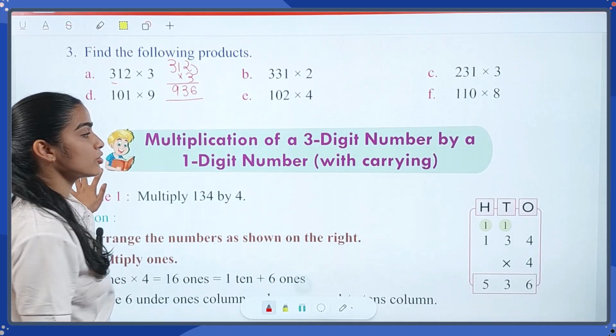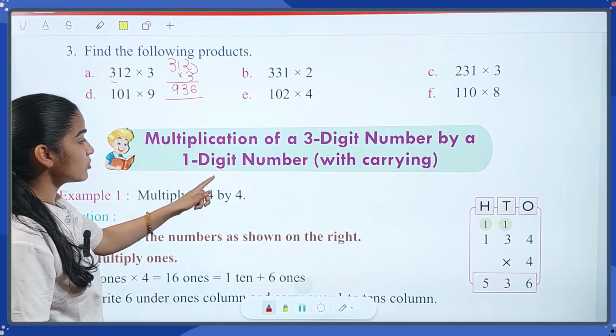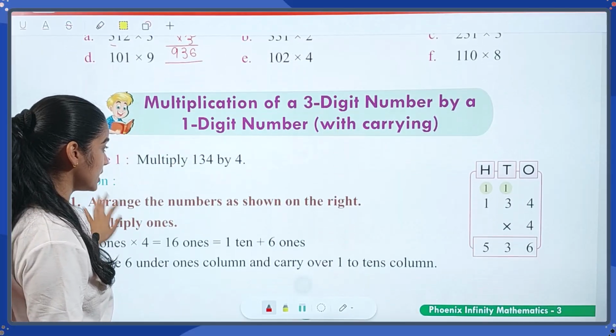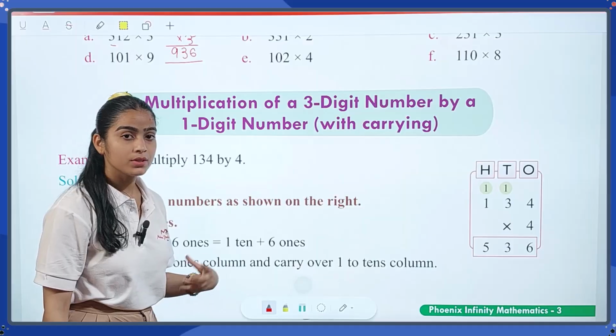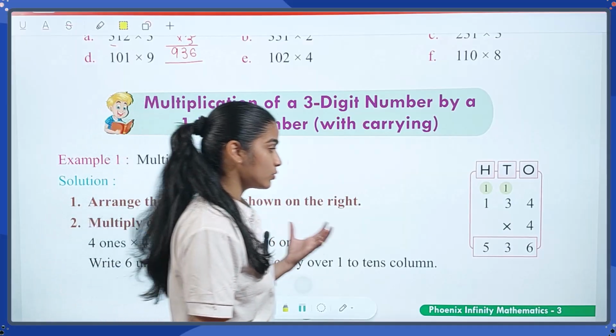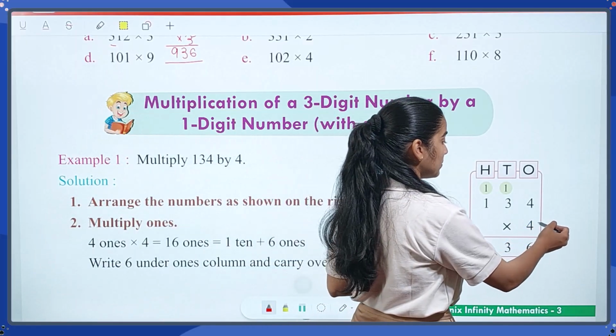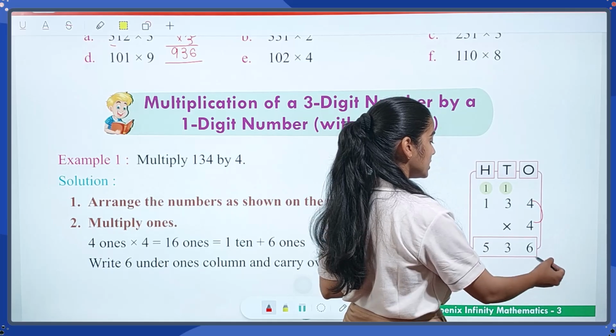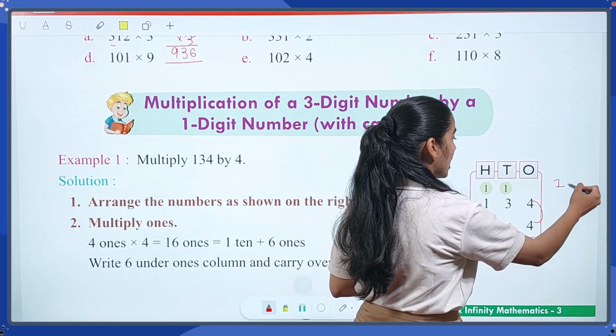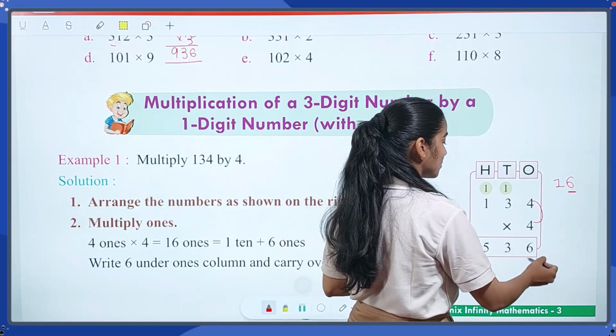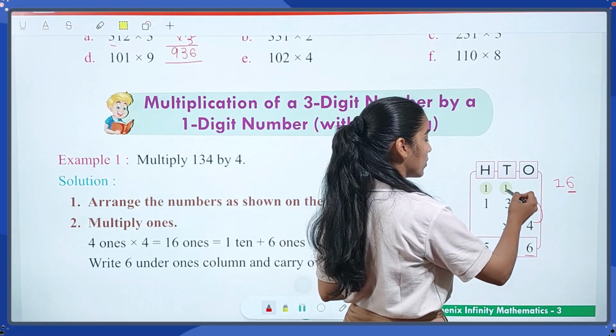Now multiplication of a 3-digit number by a 1-digit number with carrying. In this case, when we multiply a number by another, we get a 2-digit number. So when I multiply 4 multiplied by 4 is 16. So what can I do? I just write the last digit, 6, here and shift the 1 to the next place.